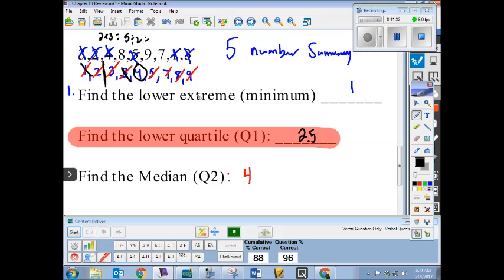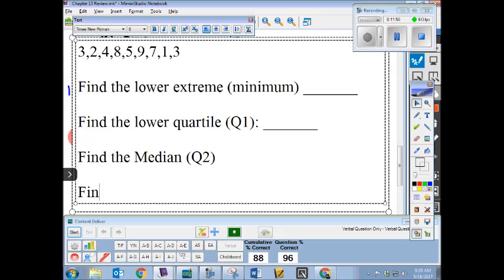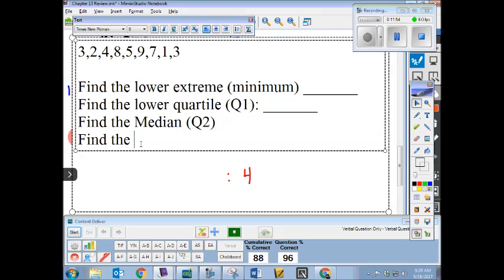Now we'll go ahead and find the third quartile, because we're going to have to do that next. So we cross off the smallest, the biggest, and we have 2 in the middle. Between 7 and 8, 7 plus 8 is 15, divided by 2 is 7.5. So find the upper quartile.